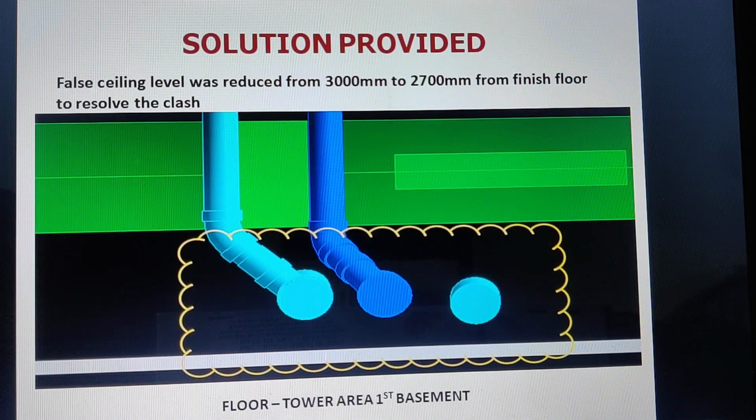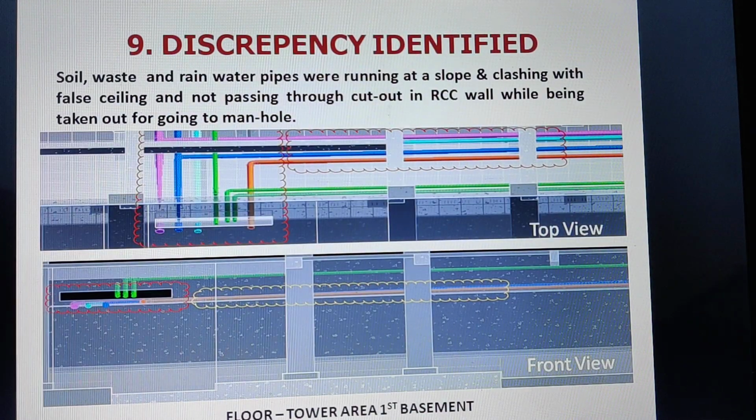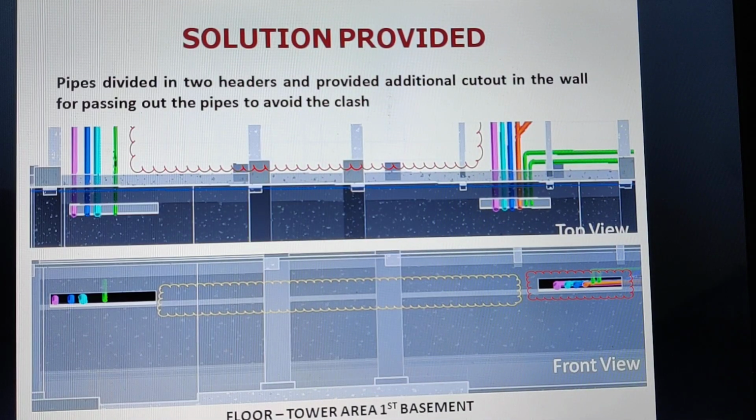And this was solved by changing the level of the false ceiling. And then this discrepancy, you can see soil, waste and rainwater pipes were running at a slope and clashing with the false ceiling and not passing through the cutout in the RCC wall. And this was then solved, and the solution was achieved because this could be identified before execution.